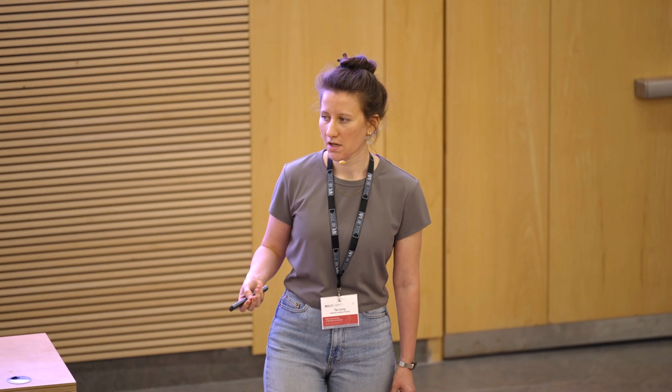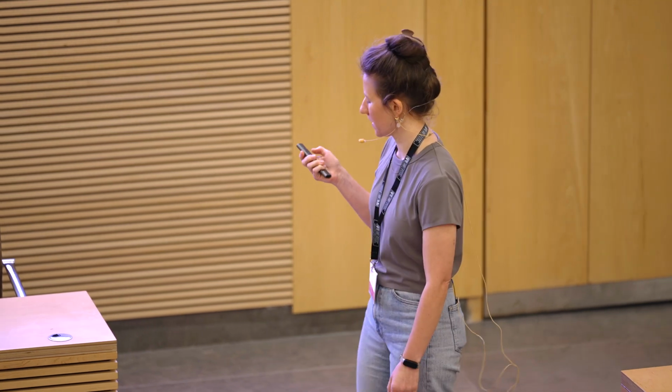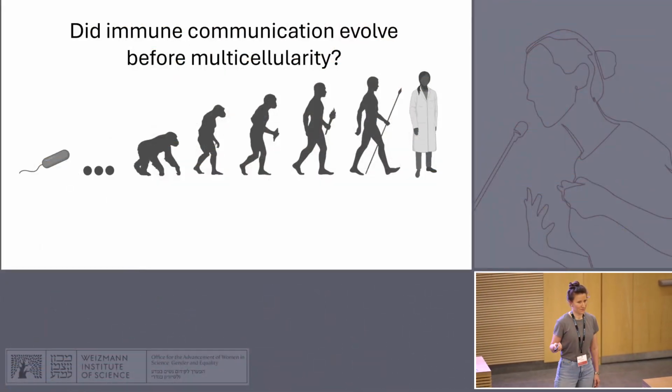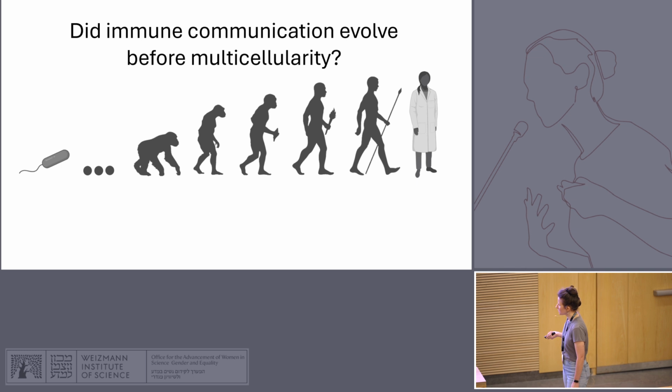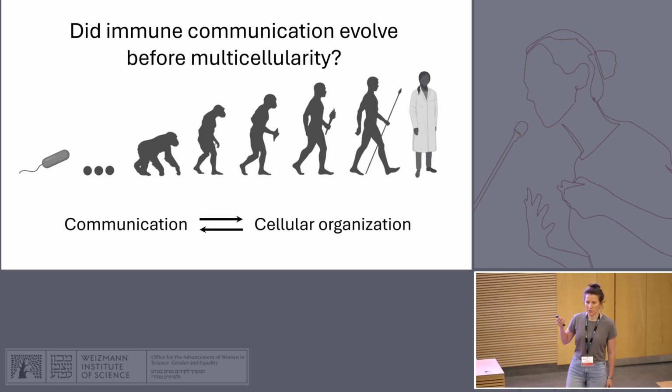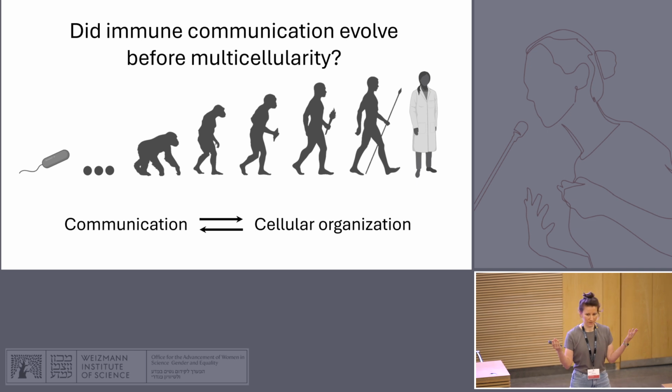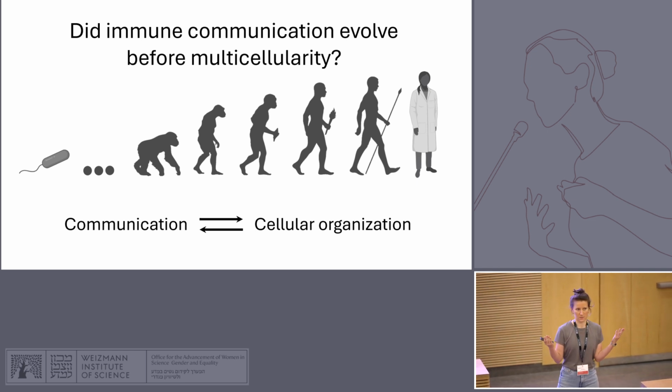This raises a fundamental question in evolution because immune signaling and communication is one of the hallmarks of immunity of complex organisms. If it exists in bacteria, it could indicate that it evolved before complex organisms even existed, which means that immune signaling and communication evolved in parallel to the evolution of complex life, of multicellular organisms. How did these two processes affect each other?